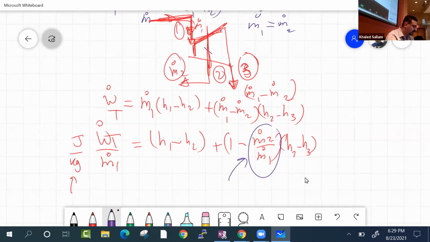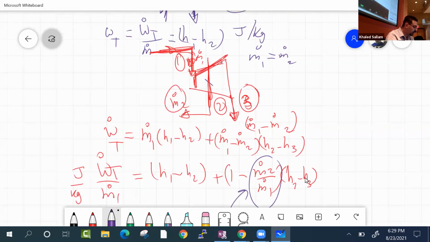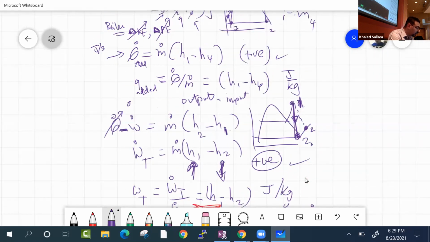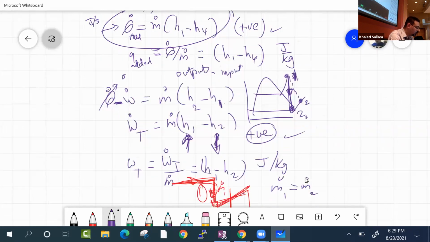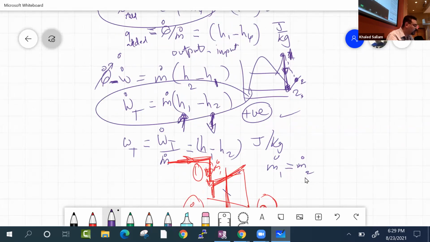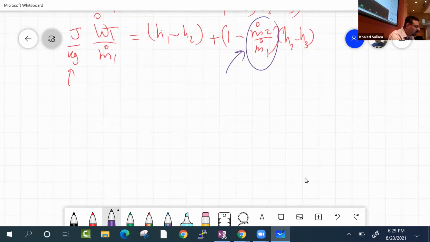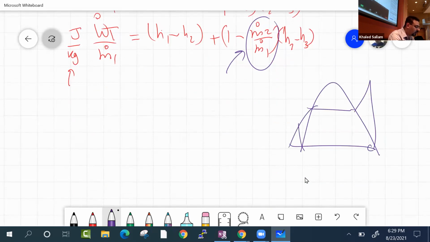Okay, makes sense? So back again to what we are doing. The Q is m dot (H minus H). The turbine is H minus H. The condenser, going from 3 to 4. Actually, this was 2, and this is 3, and this is 4, and this is 1. So here is the condenser. Water comes from here and goes there.